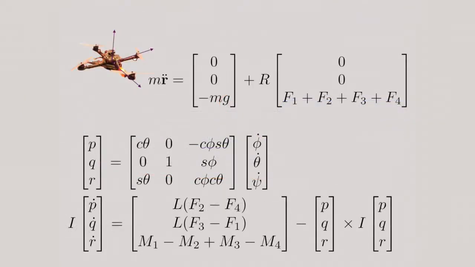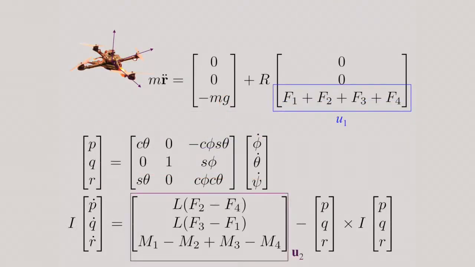Back to the equations. u1 and u2 are the two inputs. You can see from the first set of equations that the second derivative of position depends on u1. u1 is a scalar quantity. There's only one input in u1, but you're trying to control the x, y, and z components of acceleration. Also notice that the rotation matrix, R, depends on roll, pitch, and yaw angles.